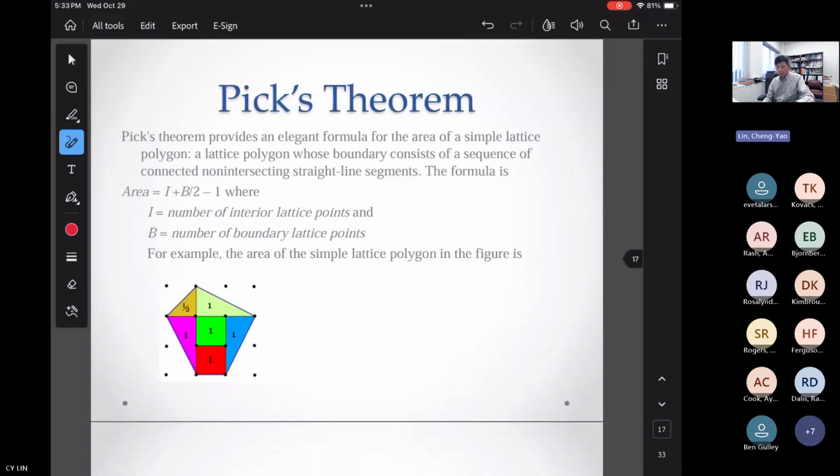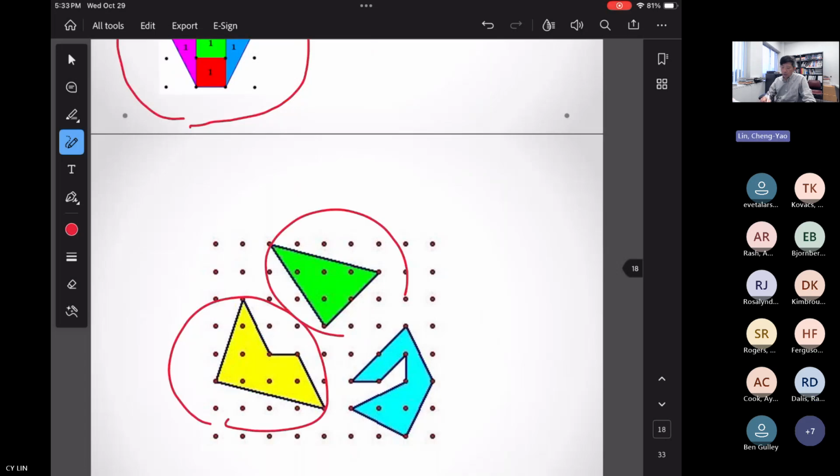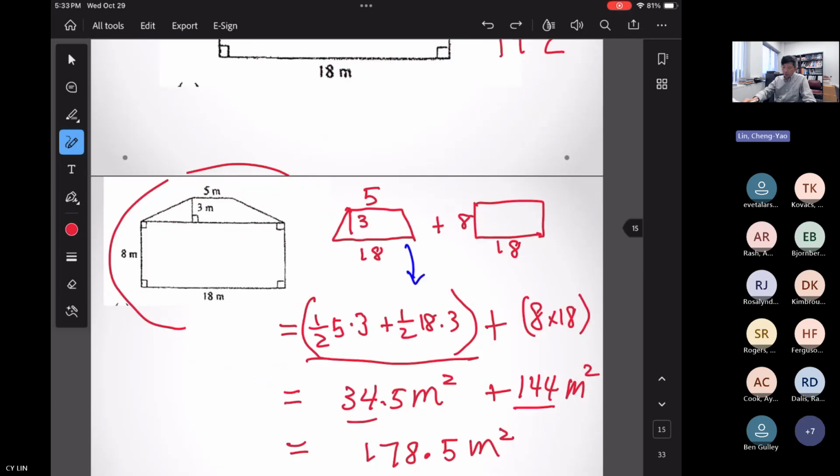Okay, now Pick's theorem. Are you familiar with Pick's theorem? Yes or no? No, okay. Pick's theorem provides an elegant formula for the area of a simple lattice polygon. So basically, Pick's theorem takes care of the problem for irregular shapes like this, or like this, or like this, or like this. We want to do the irregular shape, and then we can use Pick's theorem for doing this.